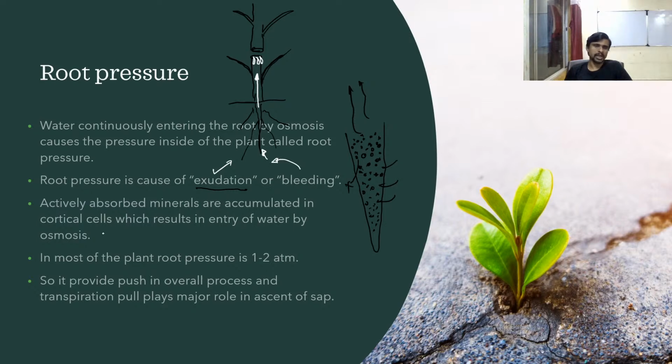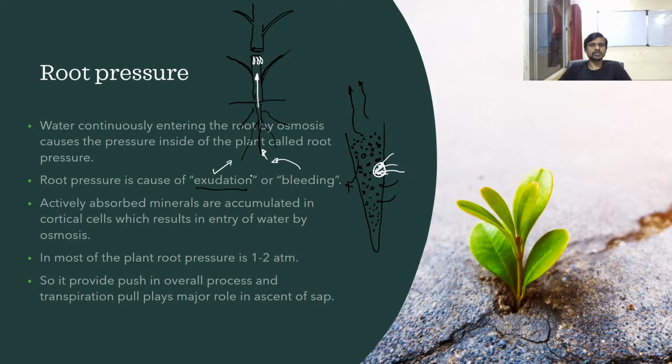Okay, bleeding of plant. So actively absorbed minerals are accumulated in a cortical cell, which results in entry of water by osmosis. Okay, so I already explained. These cells, which are very close to the surface of a plant, have more minerals inside. So what happens? Due to the more minerals, water is now moving into the cell, and the cell does not allow this water to move out, and the result is movement of water inside of the cell. So this is the beauty of a plant having more water. If it requires more water, it will manage more osmotic pressure inside of the root.